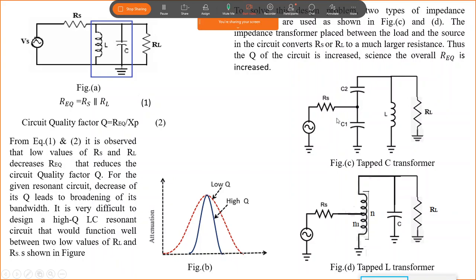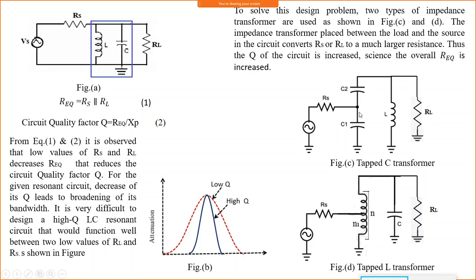The net effect of C2 and C1 must be equal to C only. But the inductor is kept as it is. Only the capacitor is tapped like this at the center. So this is the same as the earlier network, only with the capacitor split. Similarly for the inductor, this is called the tapped L transformer.